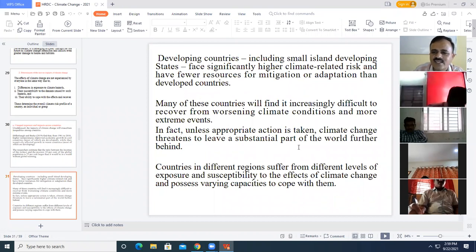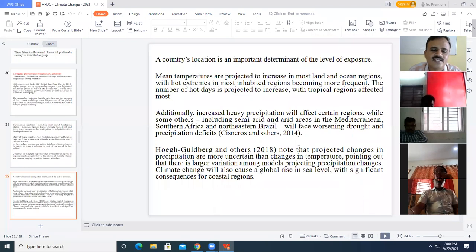Many of these countries will find it increasingly difficult to recover from worsening climate conditions and more extreme events. Since developing and poorer countries have fewer resources to mitigate climate change or to adopt strategies to reduce climate-related hazards, they are facing problems. In fact, unless appropriate action is taken, climate change threatens to leave a substantial part of the world further behind. Countries in different regions suffer different levels of exposure and susceptibility to the effects of climate change and possess varying capacity to cope with them, because of the wealth and assets they possess.